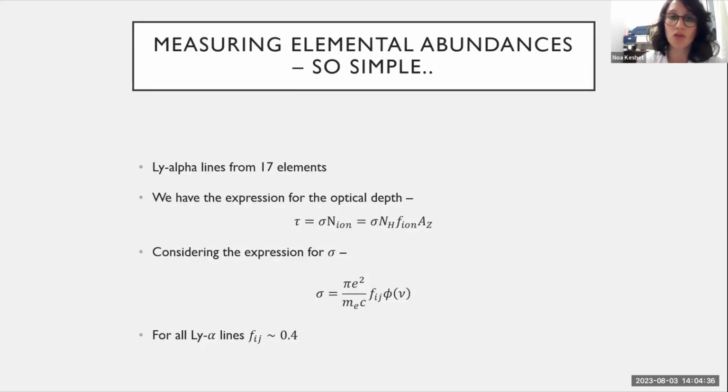So at first we approach this with a pretty simple method. We see the Lyman alpha lines of 17 different elements, and we can measure the optical depth. If we have the expression for the optical depth, tau equals sigma, the cross section, times the ionic column density, and we know sigma is of course theoretical, and it's about the same for all Lyman alpha lines, then straightforwardly from measuring tau I can get the ionic column density, and from there I can get to a measurement of the abundances by the further relation.